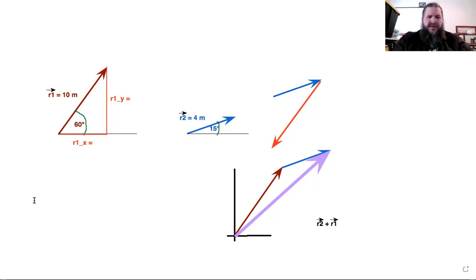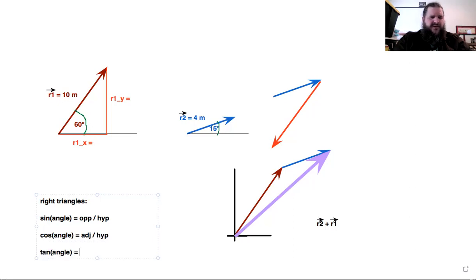In general, if you're talking about right triangle trigonometry, sine of the angle is opposite over hypotenuse. Cosine of the angle is adjacent over hypotenuse. And tangent of the angle is opposite over adjacent. So anytime you're dealing with knowing the hypotenuse and wanting to find the opposite side, you can use sine of the angle. So let's write that out.